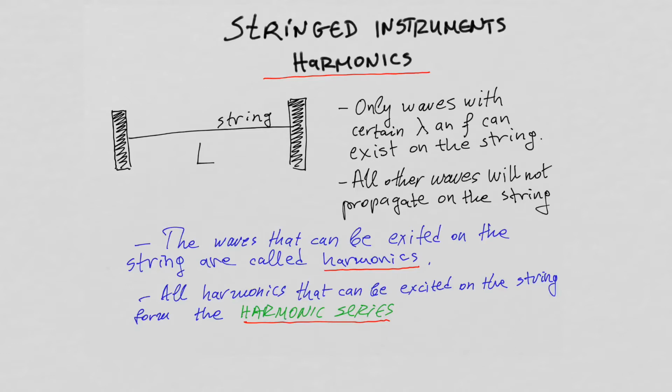So the waves that can be excited on a string are called harmonics. And all harmonics that can be excited on a string form what we know as the harmonic series. So how many harmonics can be excited on a string? Well, they can be many. There is no limit on how many.